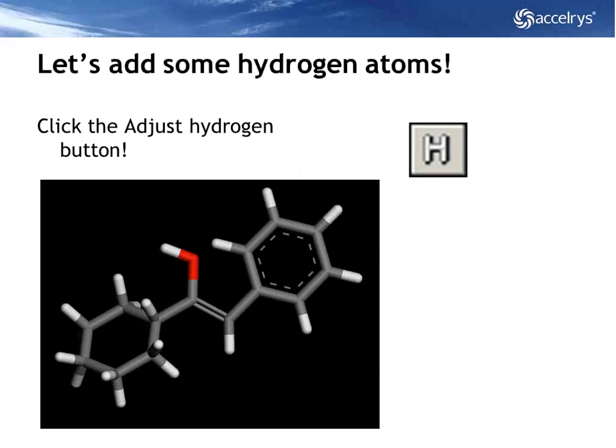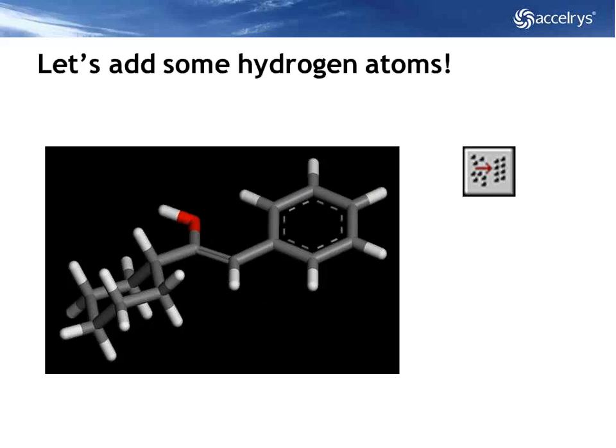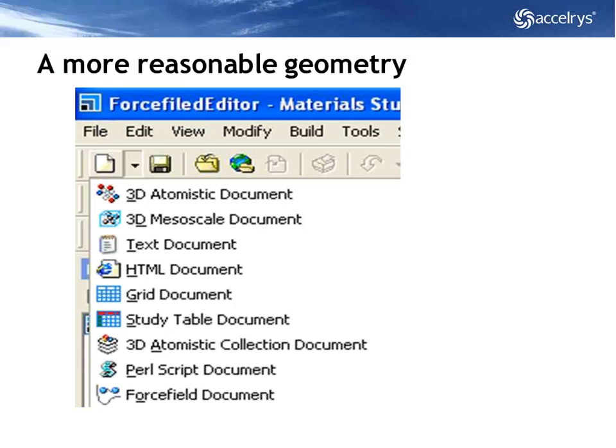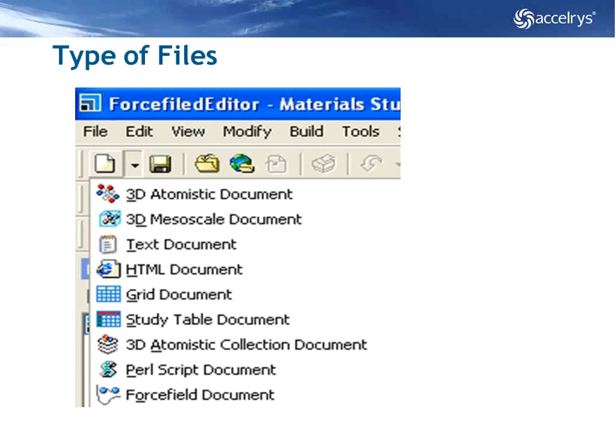This was the sketching we were just talking about. Where we go from sketching is the adjustment of hydrogens, reasonable geometries, and then we can start to save files. When we have files in Material Studio, we can output them in a variety of formats. Those formats include standard coordinate files, PDB files, a range of different formats.